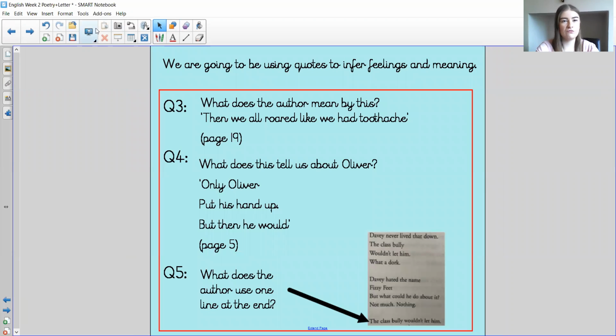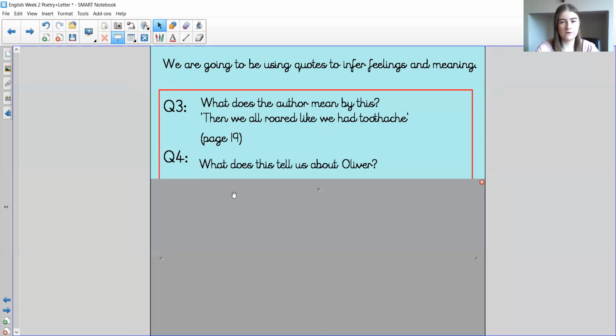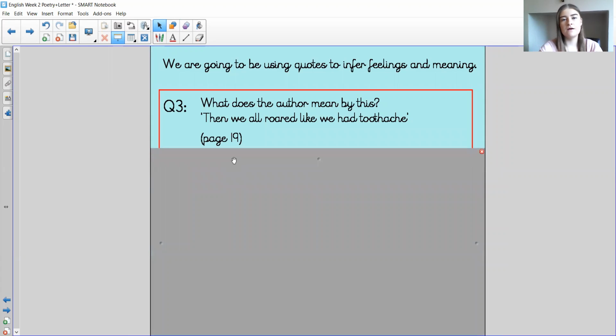Now, question 3, let me cover them up so we're looking at them a question at a time. We're going to do 5 in total. So when you think you've got an answer for this one, then write it down for me. What does the author mean by this quote here? "Then we all roared like we had toothache." Do you think they might be in pain? Let's read around the quote.